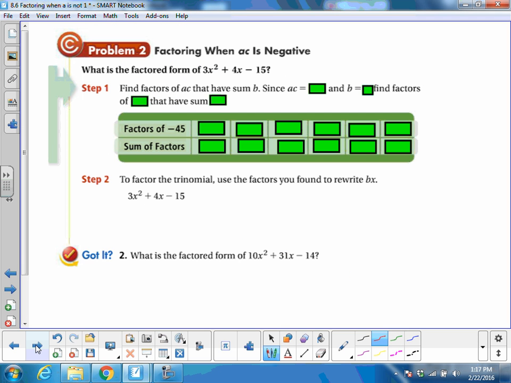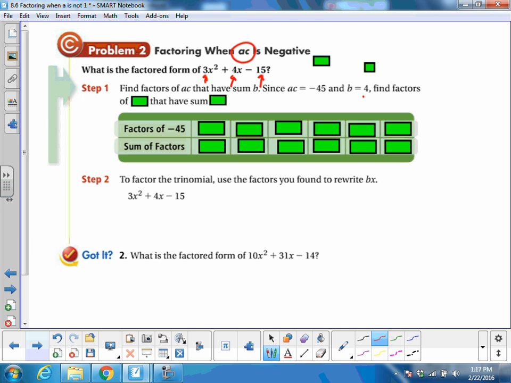Like, we'll try that out here. Factoring when AC is negative, when the product of A and C is negative. So find the factors of AC that have the sum of B. So A times C, and those factors together equal 4. So AC, 3 times 15, is negative 45. B is 4. So AC is negative 45. So that tells us that if this is going to be positive, B is going to be positive.